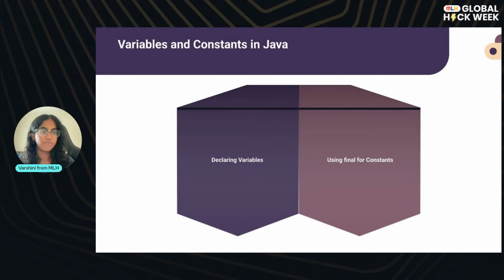And also if you want a value or variable that can't change, you have to use final in your declaration to make it a constant.